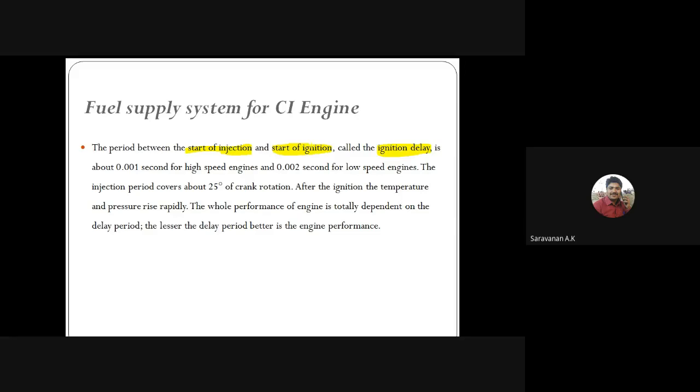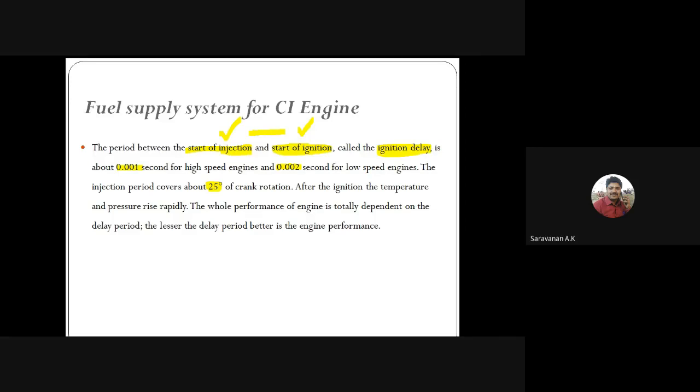So the fuel injector will press the fuel. So there is the start of the injection and the start of the ignition, and the time gap between these two is called the ignition delay. For high speed engines, it will be 0.001 second. For low speed engines, it will be 0.002 seconds. The ignition delay also corresponds to some crank rotation, about 25 degrees of crank rotation.